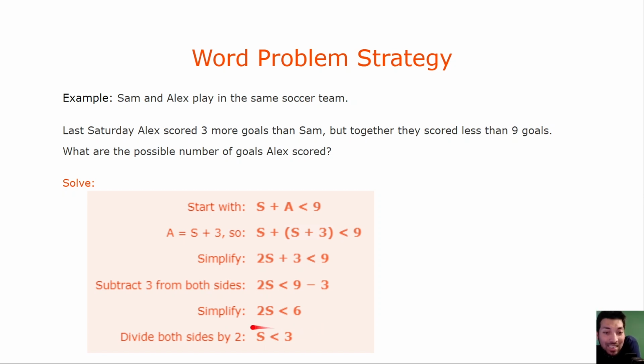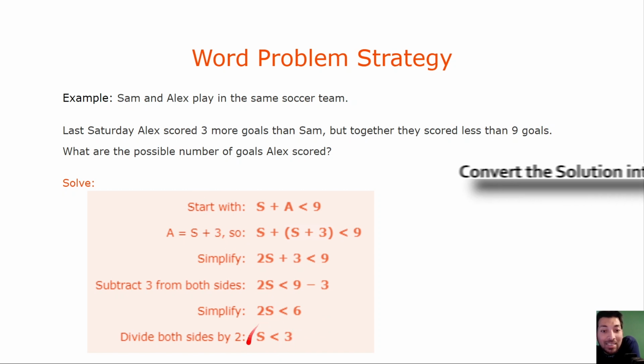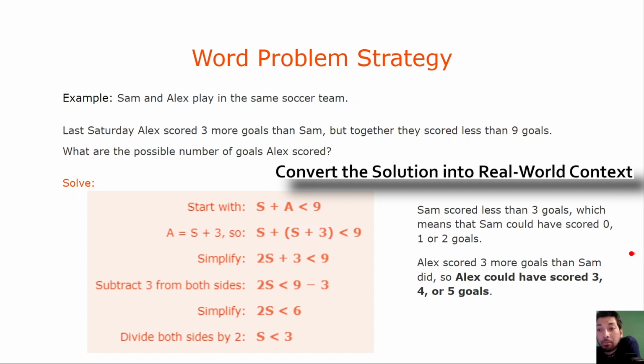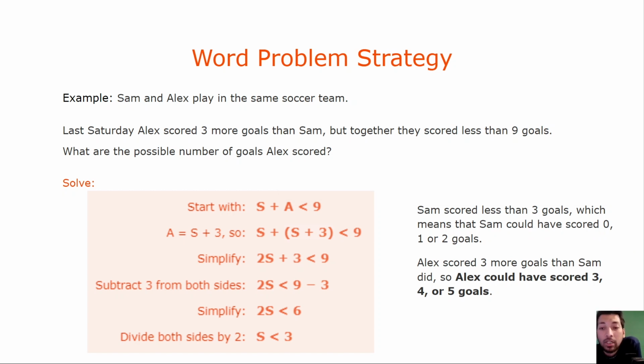So s less than 3 indicates that Sam has scored less than 3 goals. In a real-world scenario, that means Sam could have scored 0, 1 or 2 goals. Because it's an integer, it cannot be a decimal or negative either. So the only possible number of goals for Sam would be 0, 1 or 2.